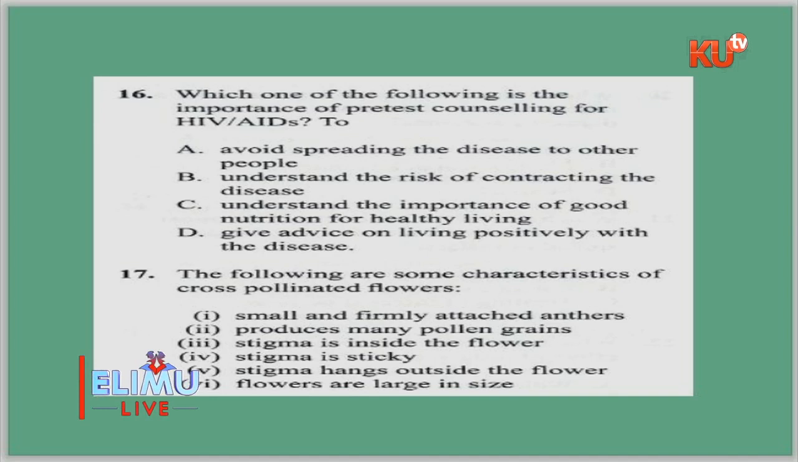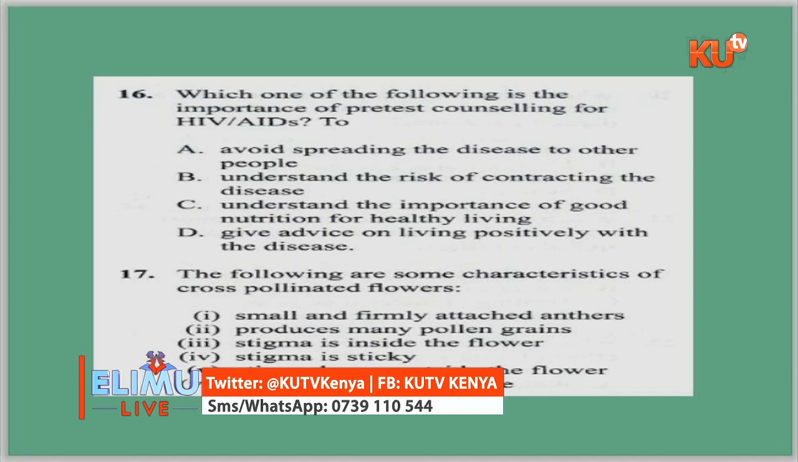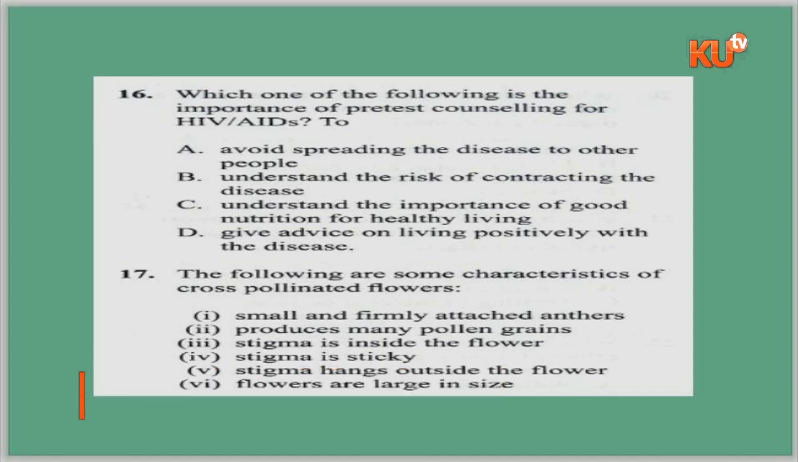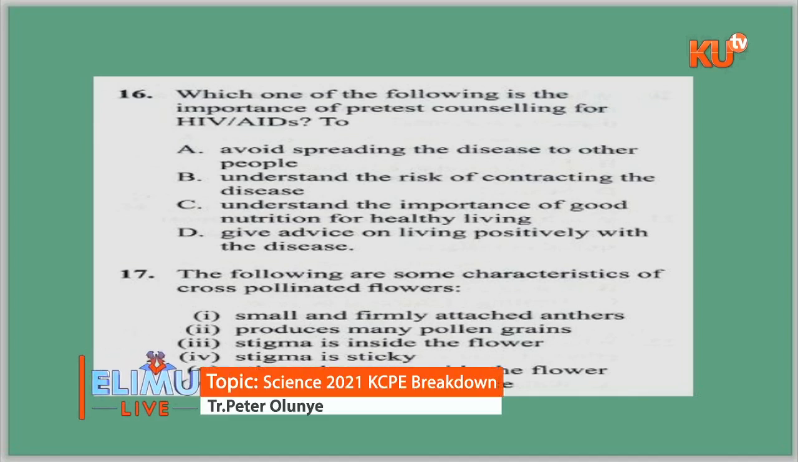Here in number 17, the correct answer was A, which was talking about small and family-attached anthers. Roman 3, stigma is inside the flower. Roman 4, stigma is sticky. And Roman 6, flowers are large in size, so that the insects are able to see them.